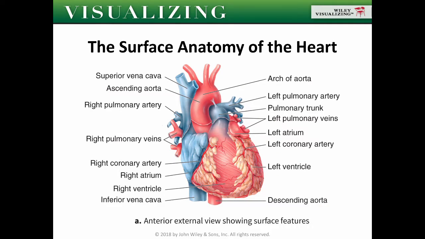Looking at them, this is the anterior external view, looking at the surface features. For color coding, the color here represents the type of blood that flows. When I talk about the type of blood, it's about oxygen-rich or oxygen-poor blood. The blue color represents the oxygen-poor blood, and the red color is the oxygen-rich blood.